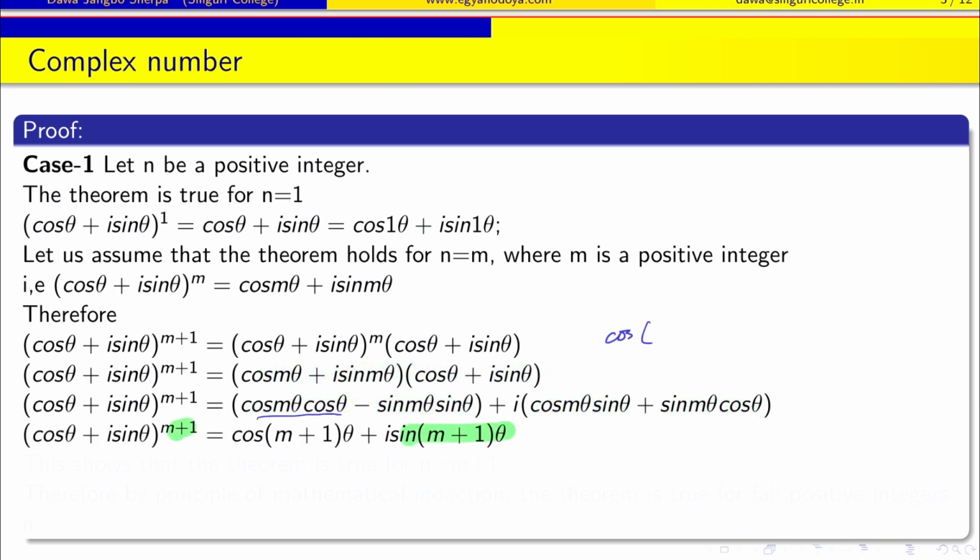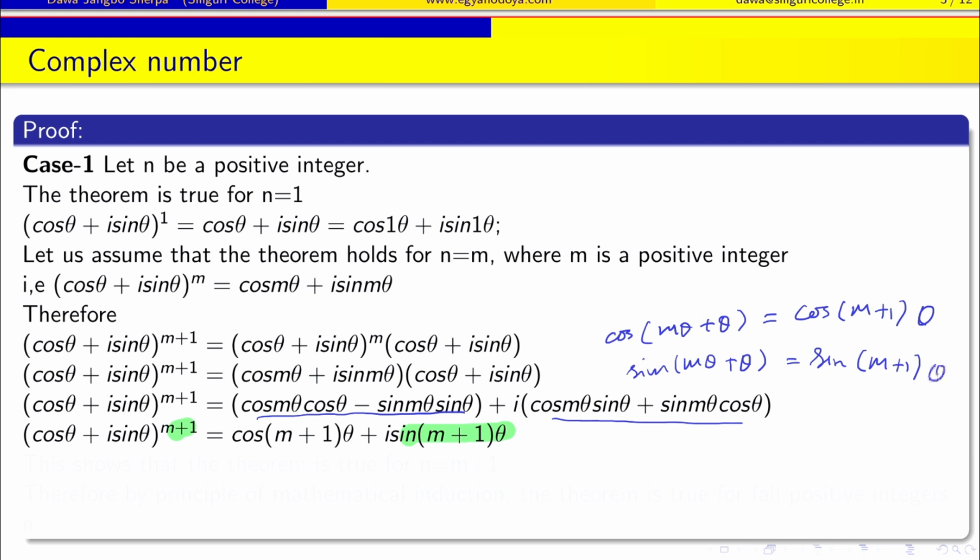Here, cos m theta cos theta minus sin m theta sin theta means cos of (m theta plus theta), which can be written as cos of (m plus 1) theta. Similarly, this quantity can be written as sin of (m theta plus theta), which is equal to sin of (m plus 1) theta. So I am getting this quantity equal to cos (m plus 1) theta, and this quantity equal to sin (m plus 1) theta.